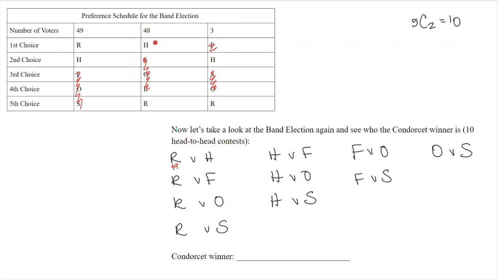48 people preferred Hula over Rose, and these 3 people preferred Hula over Rose, so that means 51 votes for Hula. So in this matchup, Hula Bowl wins in that head-to-head matchup. So that's what we're going to go through and do for all of these head-to-head matchups. If you need to draw on the preference schedule to help you do that, that's fine. If you can do that without, that's fine as well.